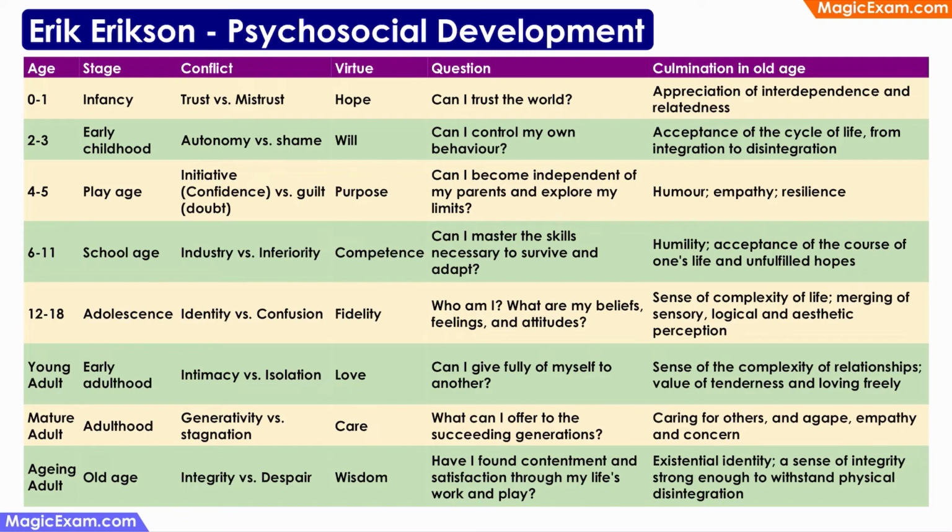So Erik Erikson says that a person normally will go through 8 stages of psychosocial development, and these 8 stages are divided as per the age that the person goes through. For example, in stage 1, when the child is just between 0 to 1 years, this is infancy, then the question that the child is trying to answer is, can I trust this world? That is, the conflict in the child's mind is between trust and mistrust.